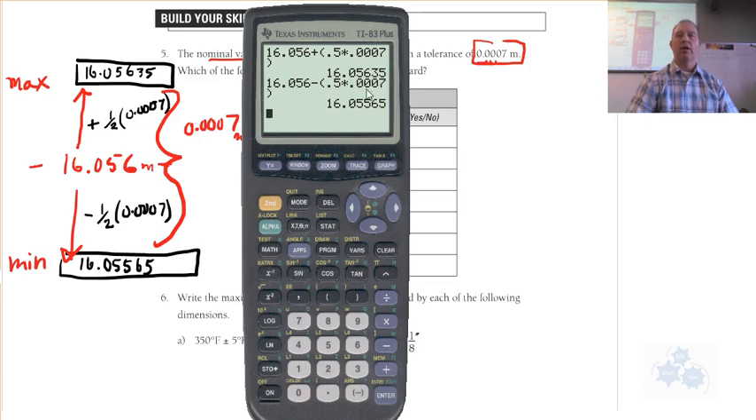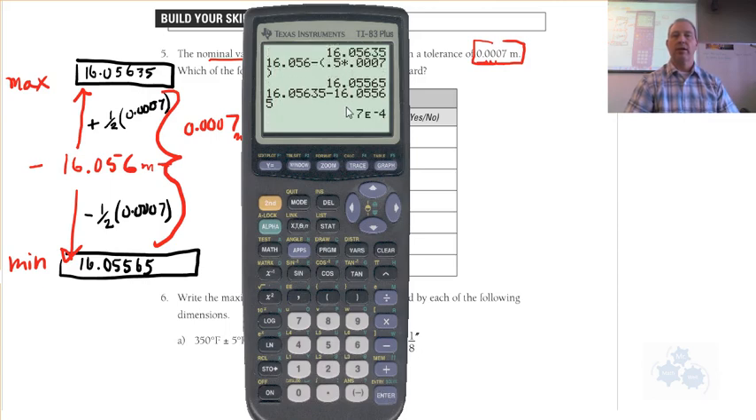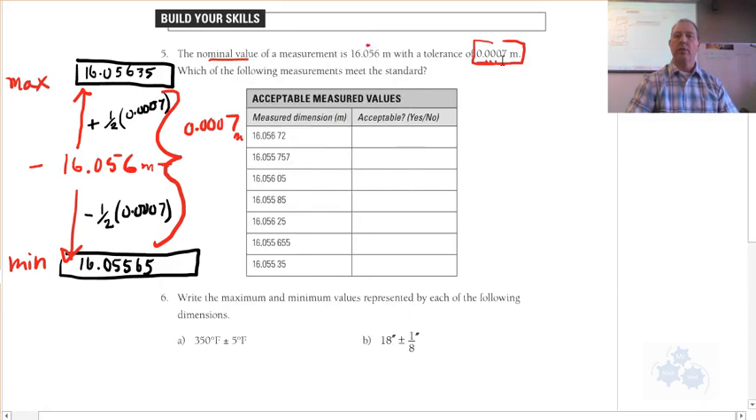So if we subtracted these two numbers, the largest one is 16.05635, and we subtract the smallest one, 16.05565, that should be the tolerance. Now 7 times 10 to the negative 4 is just scientific notation, and that means we have a 7 and the decimal place is moved back 4 times. That would be the same as this number, 1, 2, 3, 4. So that's the same. That's just step 1.